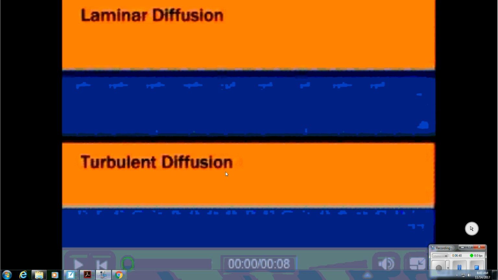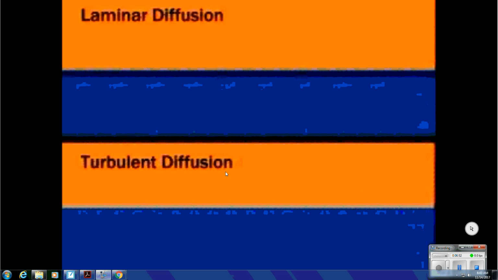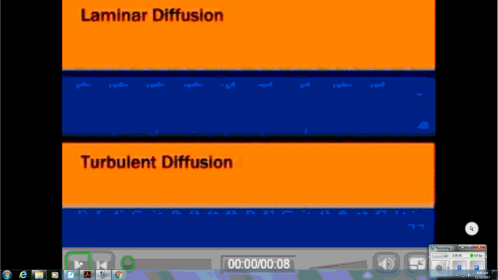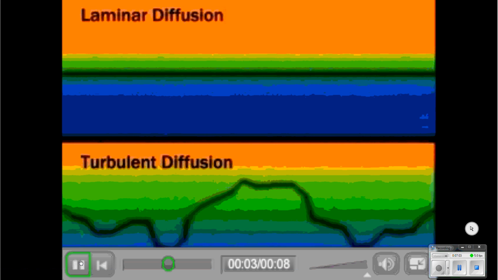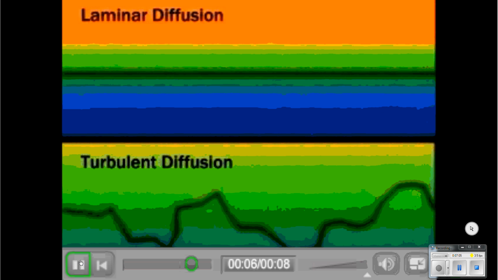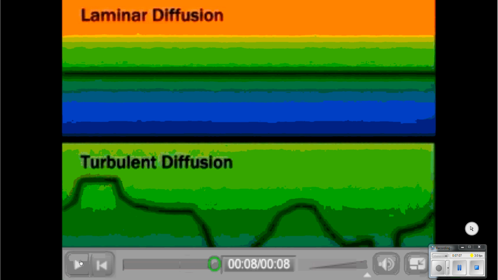So if we compare these two cases, one is laminar diffusion, another one is turbulent diffusion, and we do this experiment comparing them in a graph. This is what's happening. And you see, in laminar flow, diffusion happens, but it's very slow, happening at a very slow rate, right?